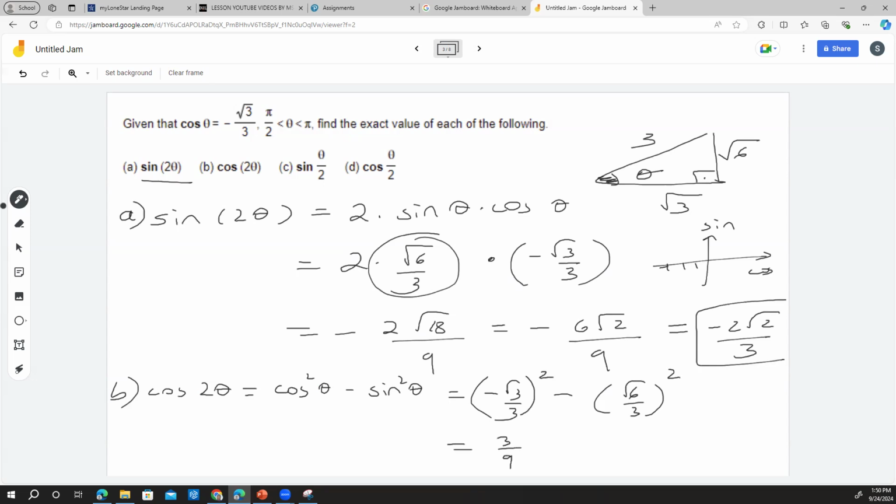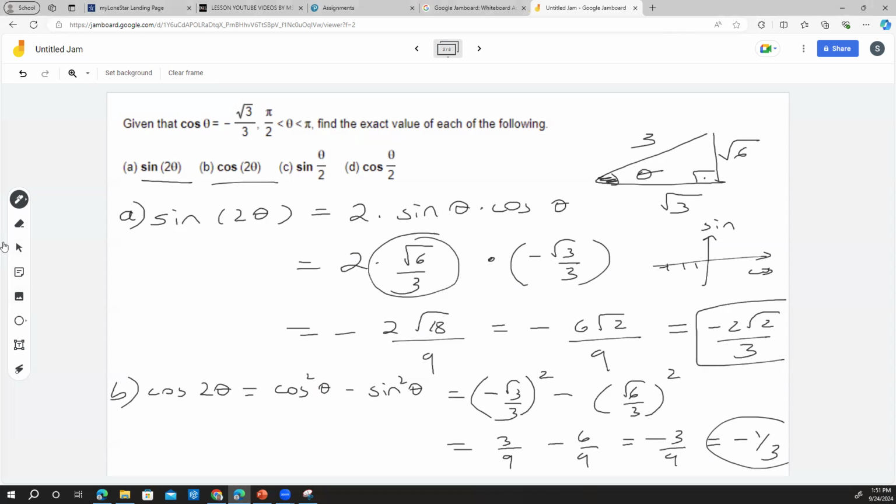When I square this number, that's a 3. 3 squared is 9. And then when I square this, that's 6 over 9. When I subtract these two fractions, I get negative 3 out of 9, which can be simplified as negative 1/3. And this is what we're going to get for part B for this question.